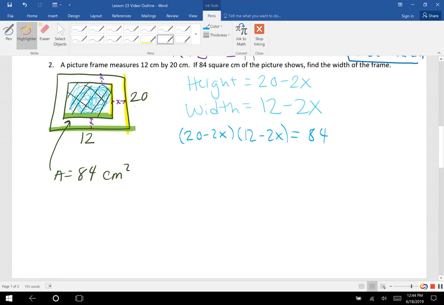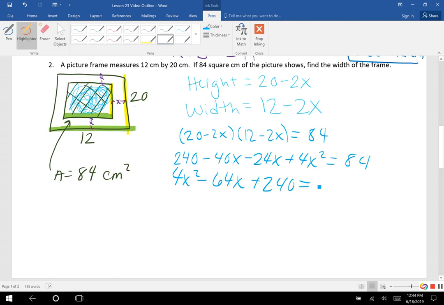This is a quadratic equation, so to solve, I'm going to simplify. That means I'm going to FOIL out the left-hand side. 20 times 12 is 240. My outer is minus 40x. My inner is minus 24x. And my last is plus 4x squared. If I combine like terms, I get 4x squared minus 64x plus 240 equals 84.